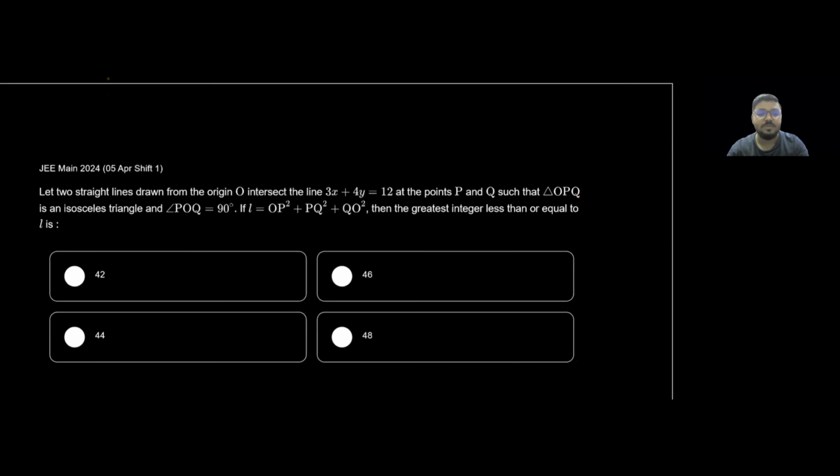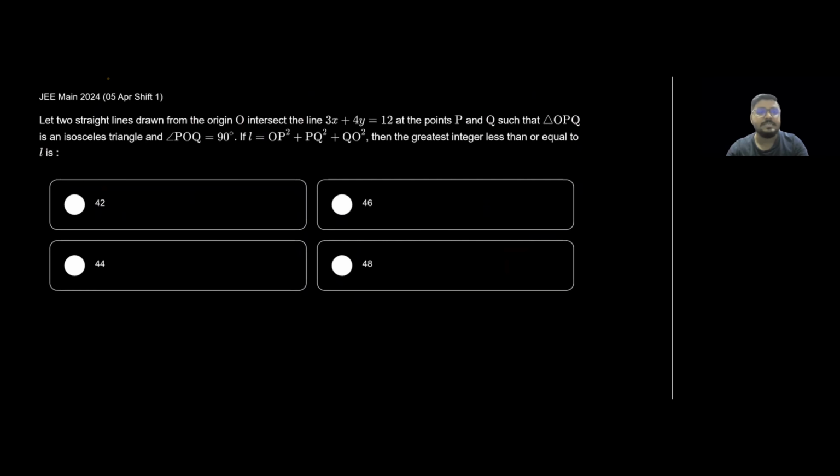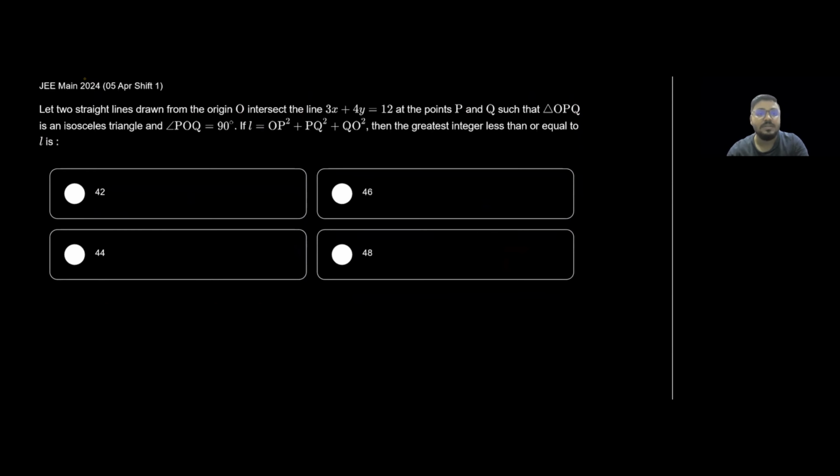Okay, let's move to the next one. So the next question here is, let two straight lines drawn from origin intersect the lines at the points P and Q such that OPQ is an isosceles triangle, angle POQ is 90 degrees, and L value they are asking. Okay, let's try to understand.